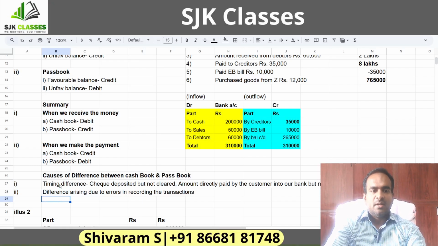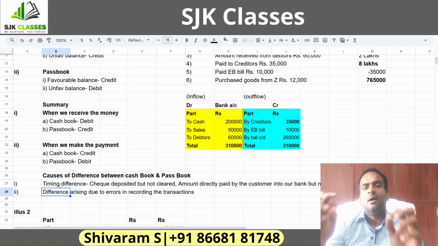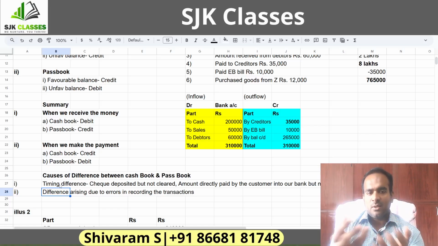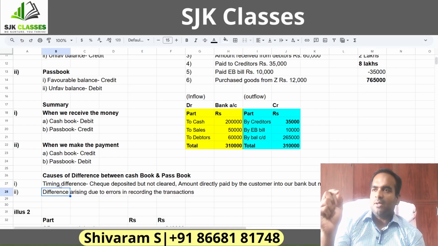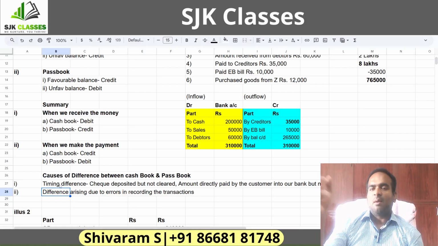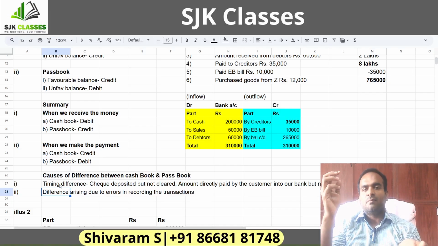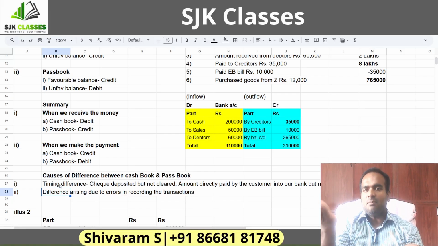And the second concept is difference arising due to errors in recording the transaction. What type of errors? Sometimes I will record twice or thrice in one of the books. For example, I have made payment to my supplier Y. By mistake, I will pass two entries for this payment. So Y to bank, Y to bank, like that. Two times by mistake, I would have passed some entries. So the cash book would have gone down two times. But in the passbook, only one time the amount would have been reduced. So these types of errors will also be there, which we can find out through BRS.